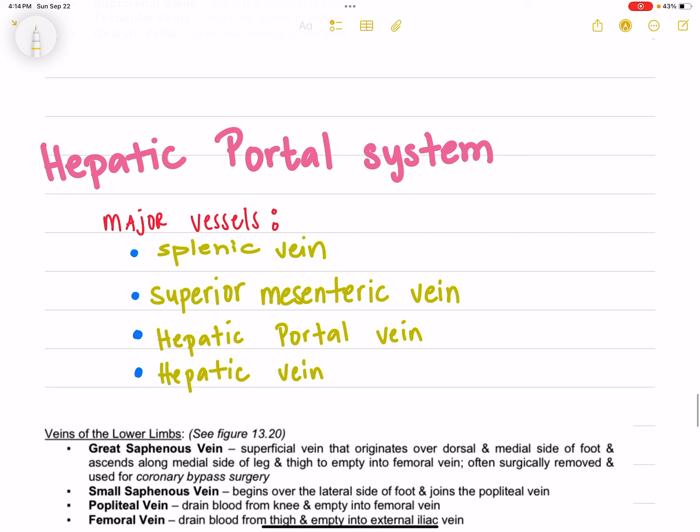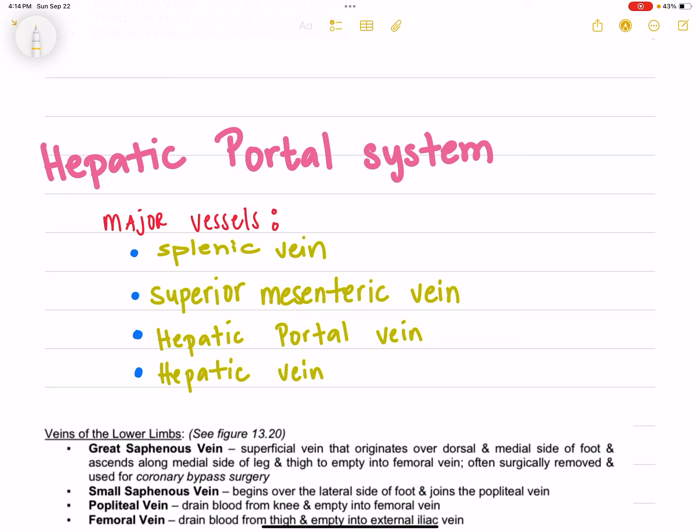So ang hepatic portal system. Ang hepatic portal system, vascular system that begins with capillaries in the viscera and ends with capillaries in liver. So, ang major vessels in this system are the splenic vein, the superior mesenteric vein, hepatic portal vein, and hepatic vein. So, ang splenic vein carries blood from spleen and pancreas.